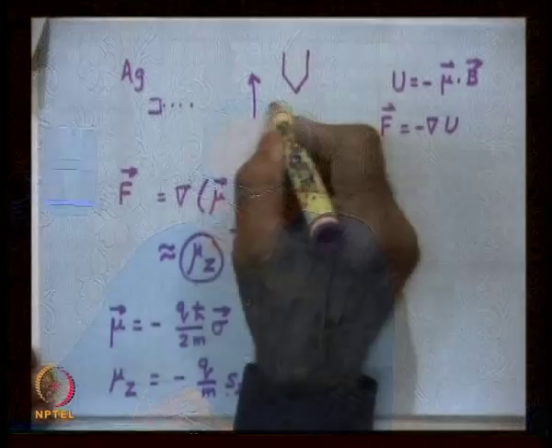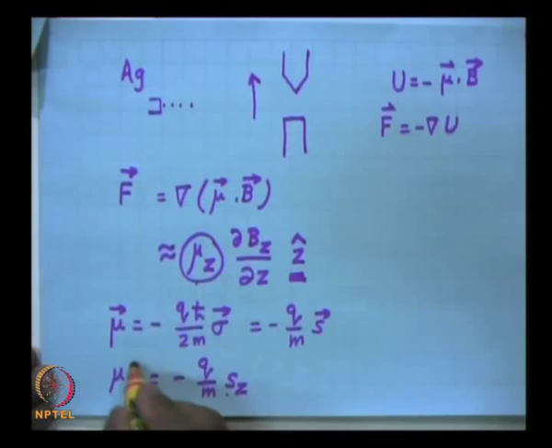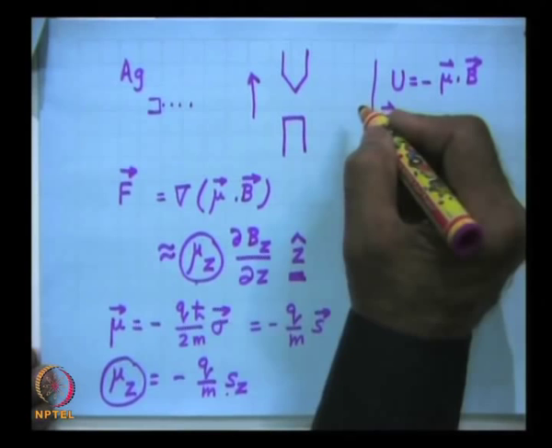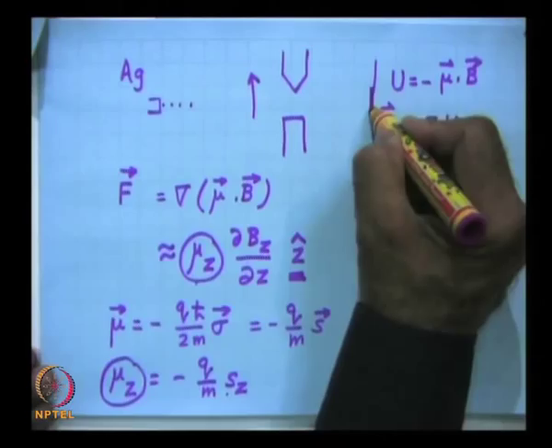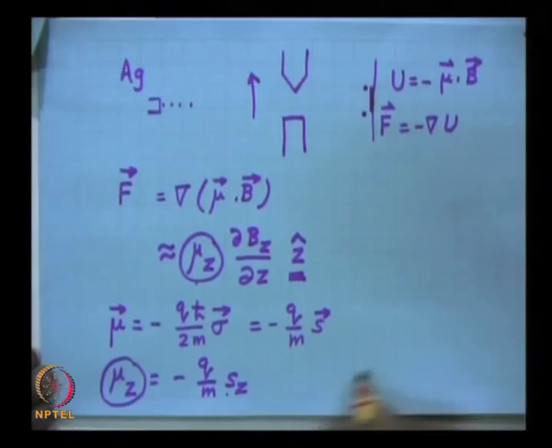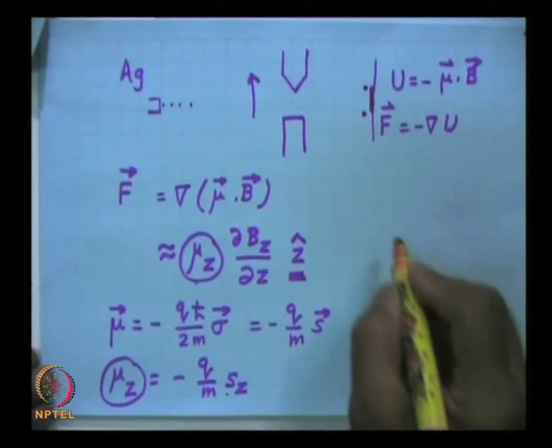And since the magnets are oriented at random, mu z will continuously vary from plus mu to minus mu as theta goes from 0 to pi. Therefore, the force acting on the silver atoms will be proportional to mu z, and on the screen the deflection, which is proportional to the force, will have a continuous smear. But when the experiment was carried out by Stern and Gerlach, they obtained two spots. That is, as if the value of mu z or S z was quantized.